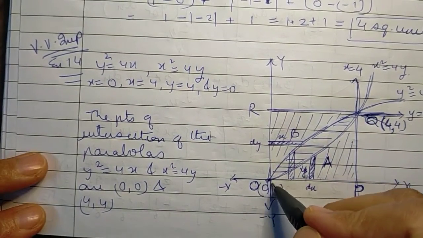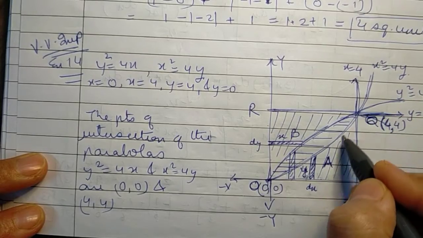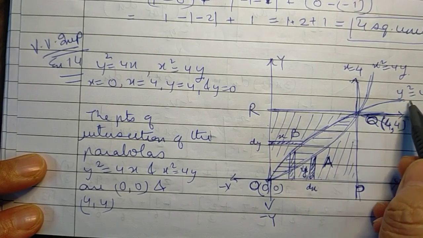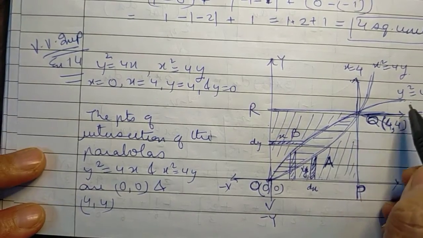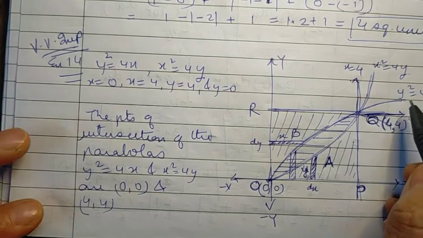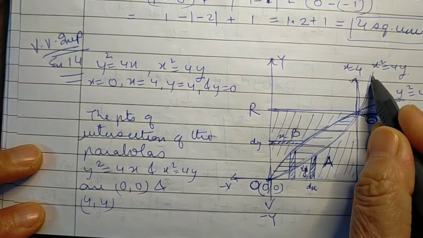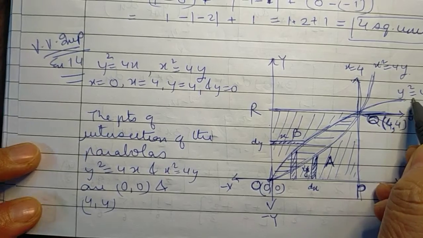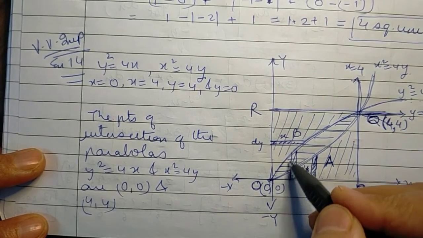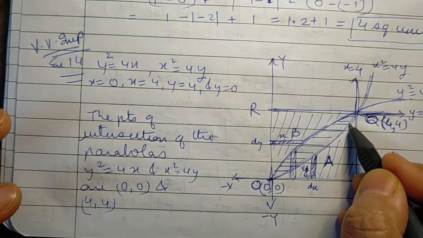So when we draw, this curve is x squared equal to 4y, and this one is y squared equal to 4x. So what we have to find is this area.